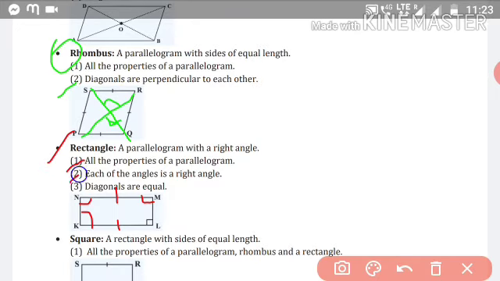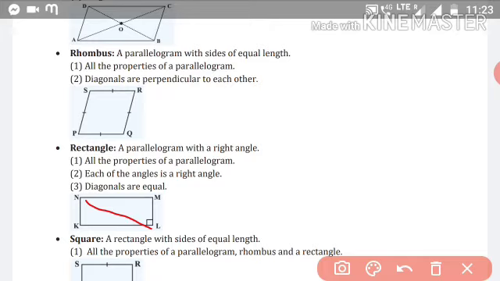Again, point number 2, each of the angles is a right angle. Right angle means 90 degrees, which means all angles will be 90 degrees. And the diagonals are equal. Diagonals are equal means the length of the diagonals. Here NL is one diagonal, and KM is the other diagonal. Now the length of NL will be equal to KM. If NL is 3 centimeters, then KM will also be 3 centimeters.